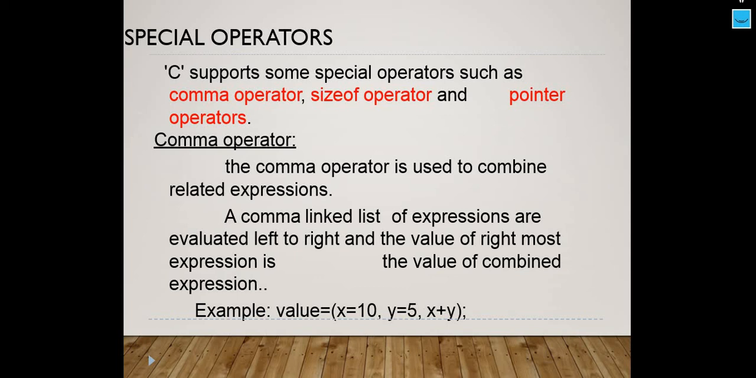Next comes the special operators. C supports some special operators such as the comma operator, sizeof operator, and pointer operators. We have already used the comma in a form like int a is equal to 10, comma b is equal to 20, semicolon. It is a valid statement. The comma operator is used to combine related expressions. A comma linked list of expressions is evaluated left to right, and the value of the rightmost expression is the value of the combined expression. So this is one example of the comma operator.